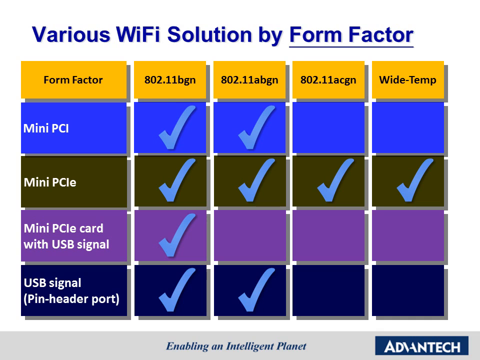Here's an overview of the different Wi-Fi solutions based on form factors. Mini PCI modules can only support up to 802.11 A, B, G, and N. Mini PCIe modules can support all wireless technologies and wide temperatures. The Mini PCIe card with USB signals uses the Mini PCIe interface. However, the Mini PCIe slot on the board must provide the USB signals.